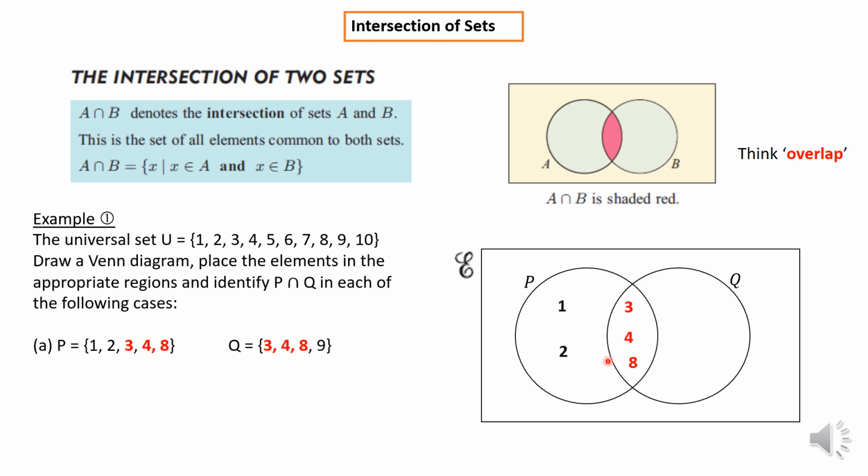And everything of set P comes in the rest of the place, and everything of set Q comes in the rest of the place. Now when you look at the universal set, you remember it's from 1 up to 10, but there are some values missing, and those values we put inside the rectangle outside of the circles.